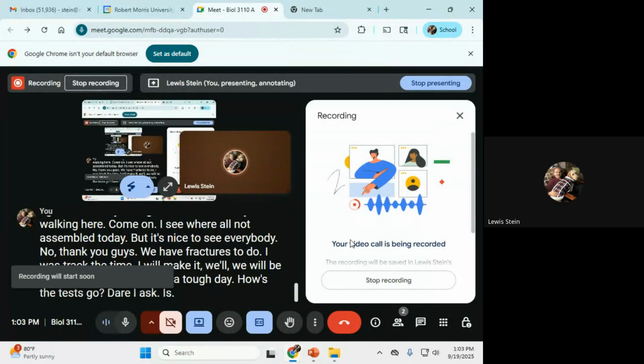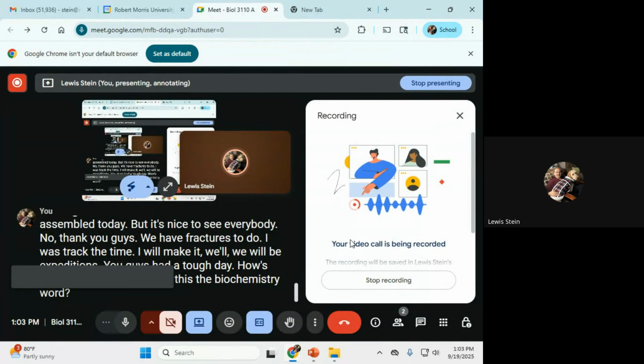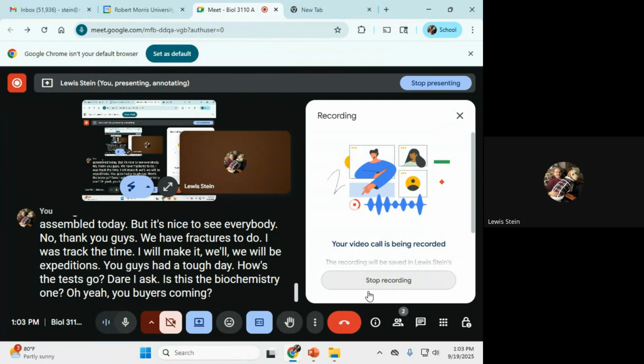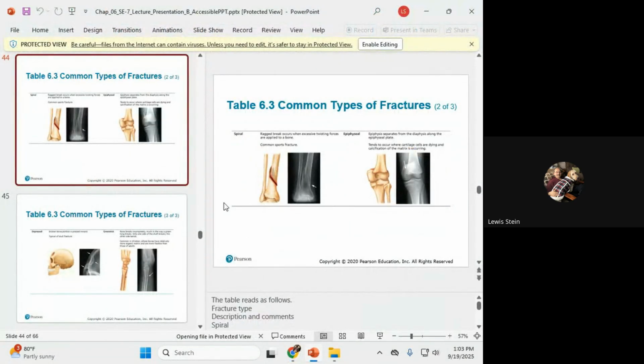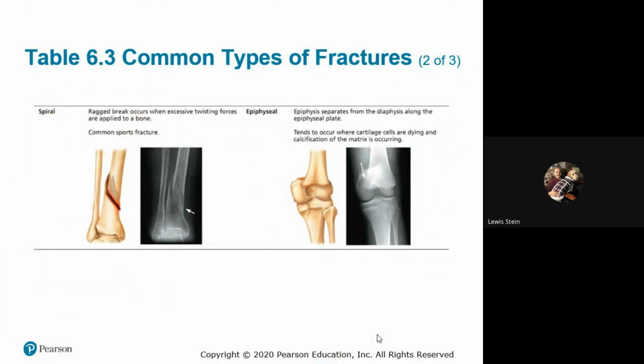Is this the biochemistry one? Oh, genetic. Oh, your bio's coming. God, I love her to death. All right, here we go. Let's finish this stuff. We'll get you out in a few minutes. We have to get ready for babysitting. I left it kind of here.